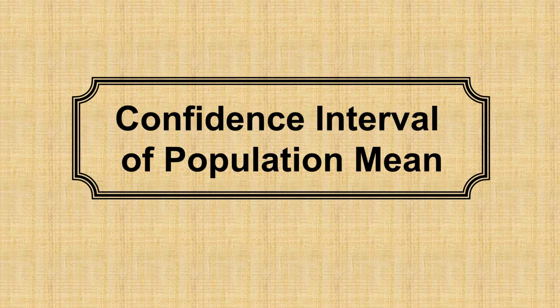There are two types of confidence interval that we are going to learn in this chapter. One is the confidence interval of the population mean. The other is the confidence interval of the population proportion. In this video, I'm going to discuss the confidence interval of the population mean. The confidence interval of the population proportion will be discussed in the next video.